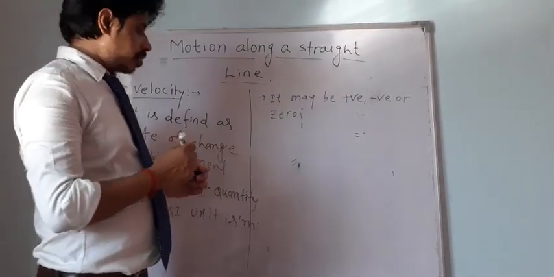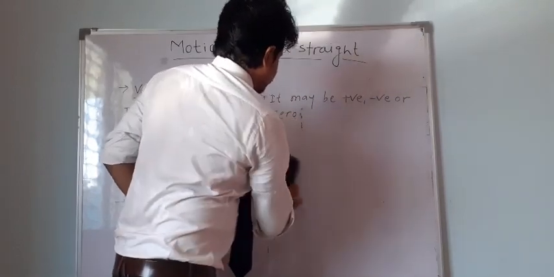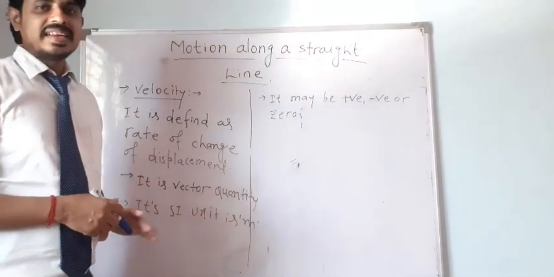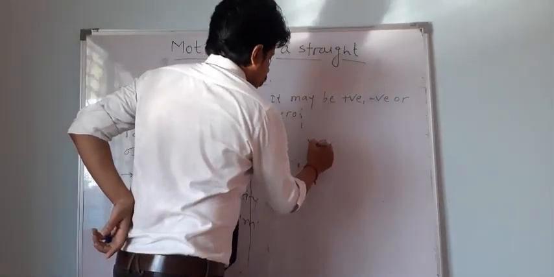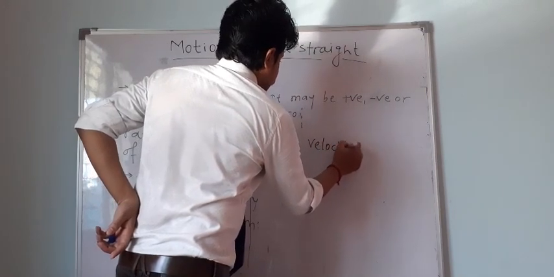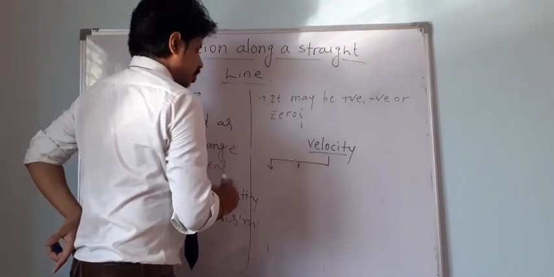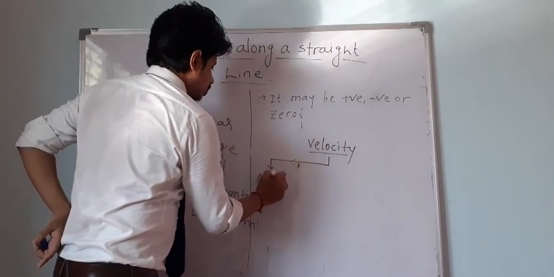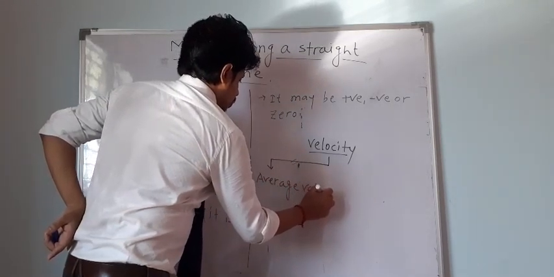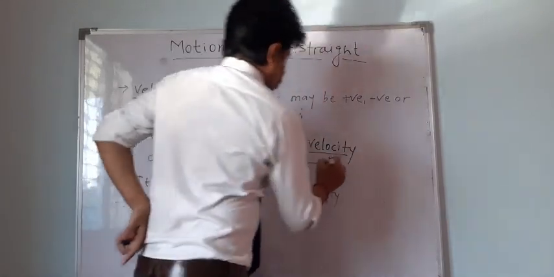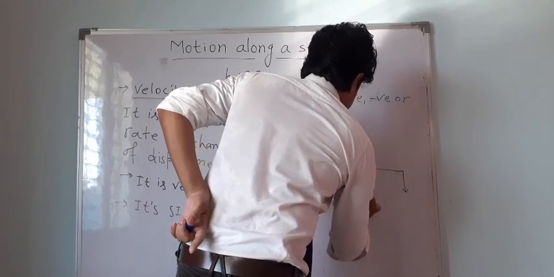So this is about velocity. Further, velocity can be divided into two categories: average velocity and instantaneous velocity.